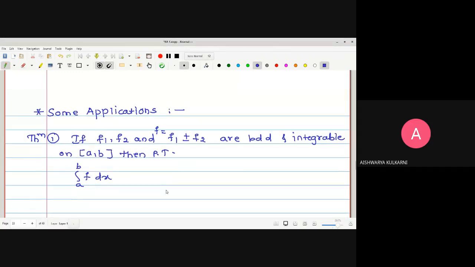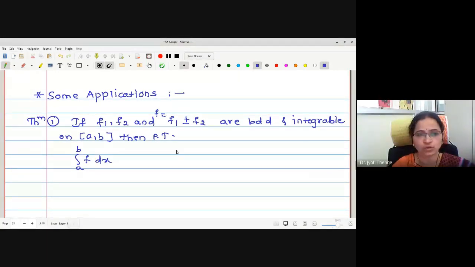Okay, let me repeat. We are going to prove some applications of Riemann sum, where we have already proved that addition, difference, product, quotient, modulus, and square of the integrable functions is integrable. Also, we have proved the integration of addition of two functions is addition of their respective integrations. This we have proved by using the Darboux theorem, Darboux sum. Now we are going to prove the same thing by using the Riemann sum.